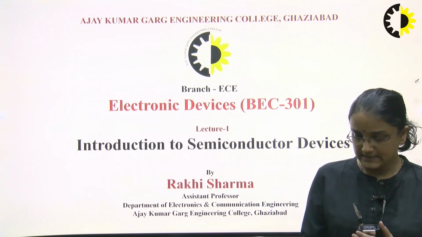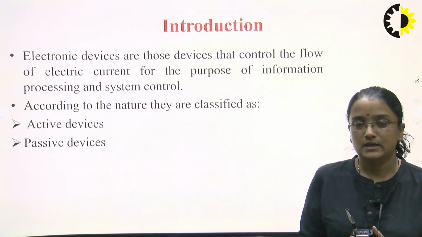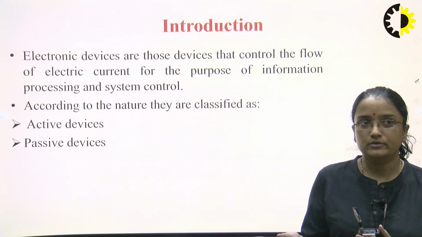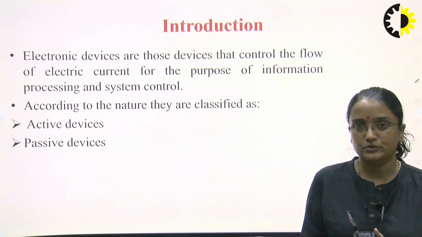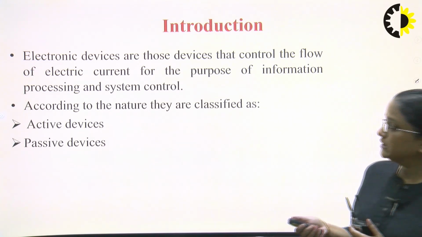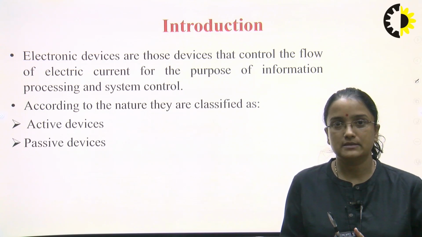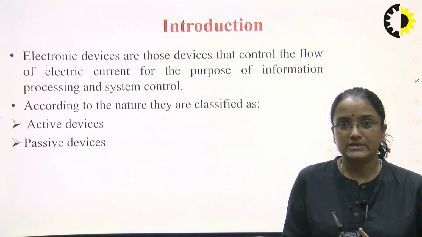So basically, what are electronic devices? Electronic devices basically allow the flow of electric current through them for the purpose of information processing and system control. According to their nature, we classify them as active devices and passive devices. Now, what are active and passive devices?